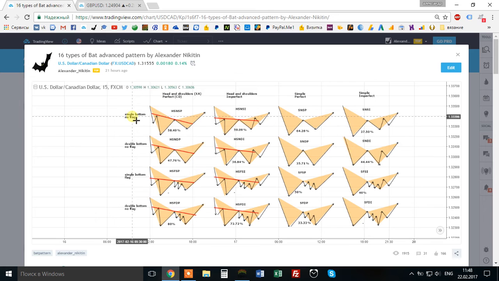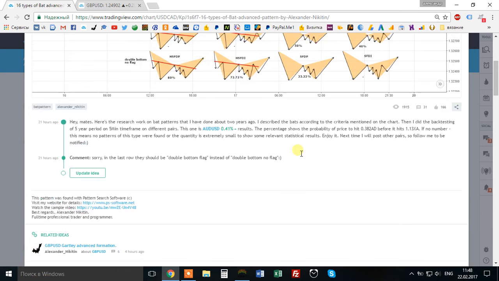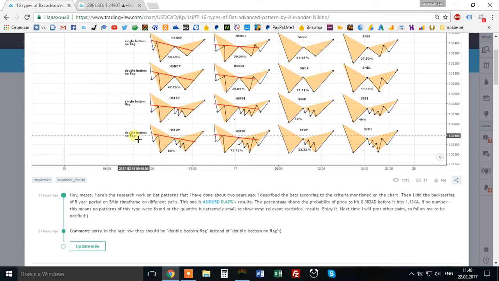The first one is single bottom, no flag. The second one is double bottom, no flag. And the second two rows should be flags. Single bottom flag and double bottom flag. It is not no flag. It is my mistypo. I corrected myself here. Sorry, in the last row they should be double bottom flag. Here it is, double bottom flag. You can see the flag is drawn here, and that's my mistake.